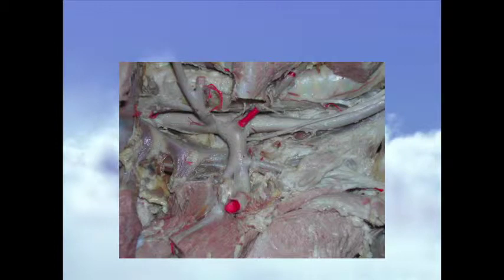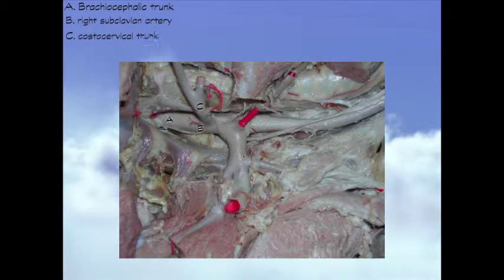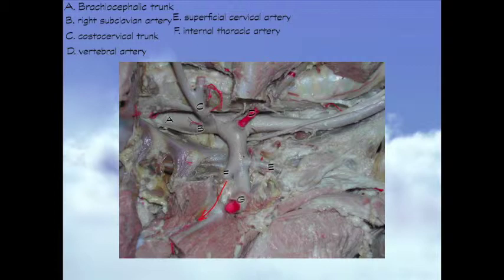Okay, a close-up look here. We've got here at A is going to be the brachiocephalic trunk. From that we have the right subclavian artery, giving off once again our costocervical trunk. And then following that we have our vertebral artery. E going up towards the superficial cervical lymph nodes is the superficial cervical artery. F staying within the thorax is going to be the internal thoracic artery. And then once again coming around the first rib is the axillary artery.